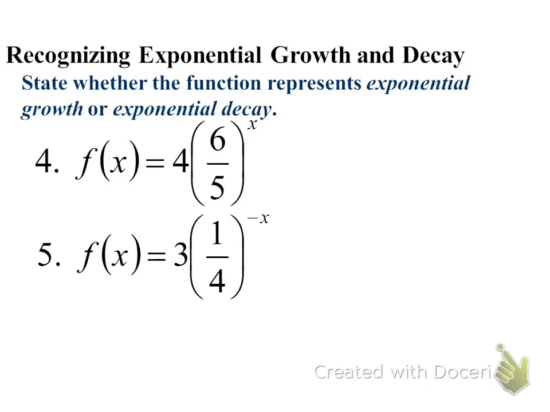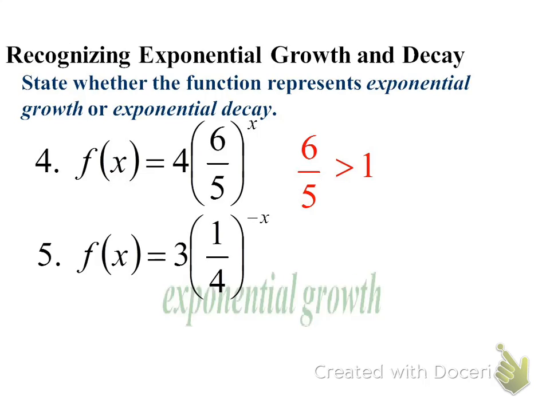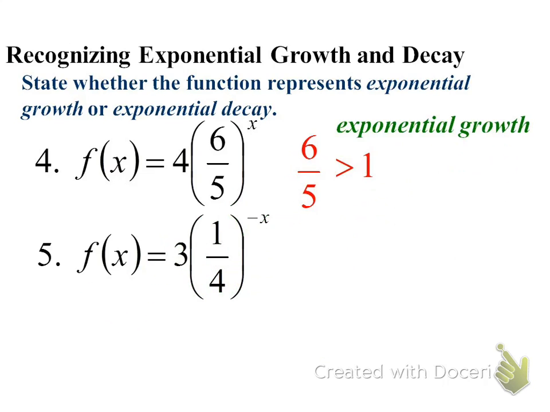All right, here's 4 and 5, same type of question. The first one, that is greater than 1, even though it's a fraction, it's greater than 1. So that's a growth. Now, I want you to be careful on number 5. What is different about number 5? We have a negative exponent. Negative exponents, we talked about this yesterday, can be made into positive exponents by taking the reciprocal.